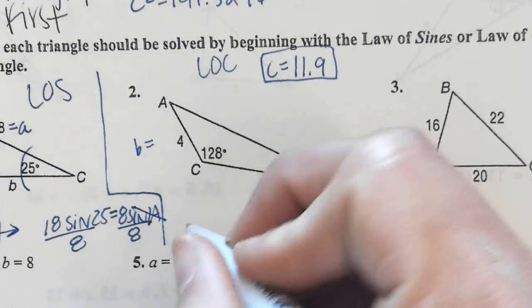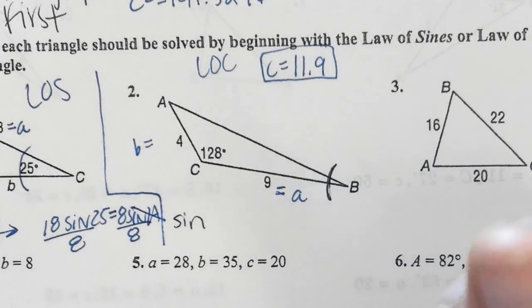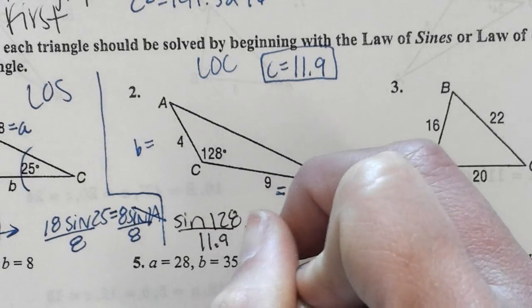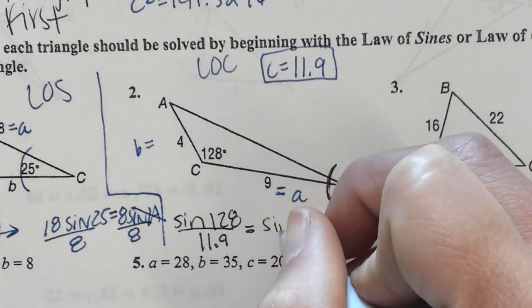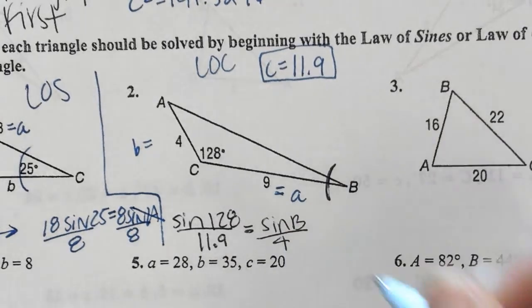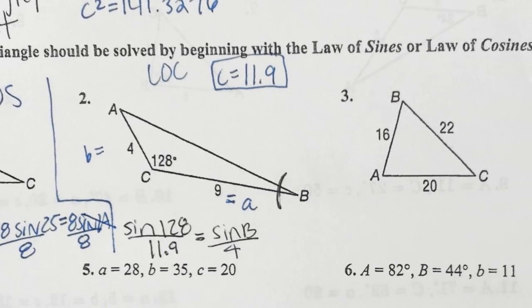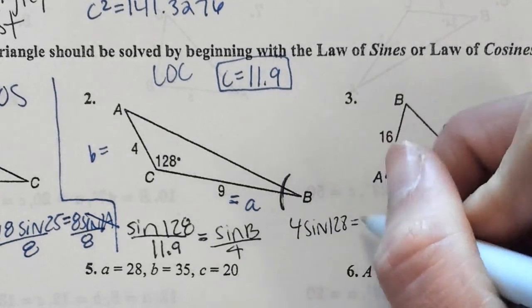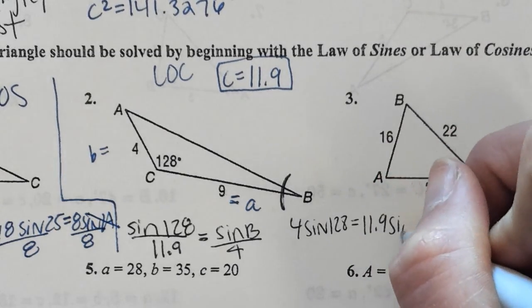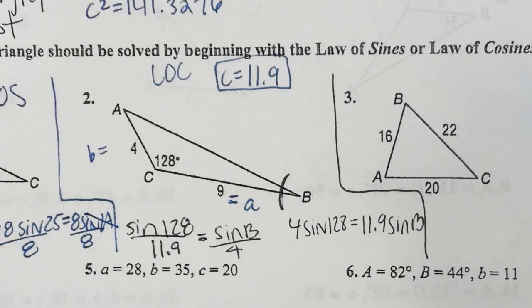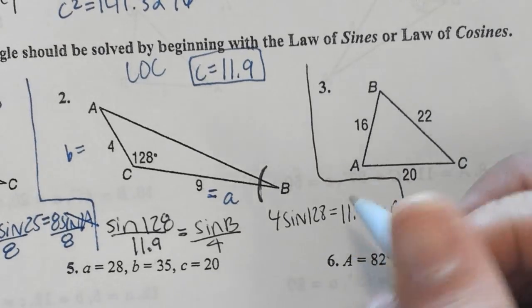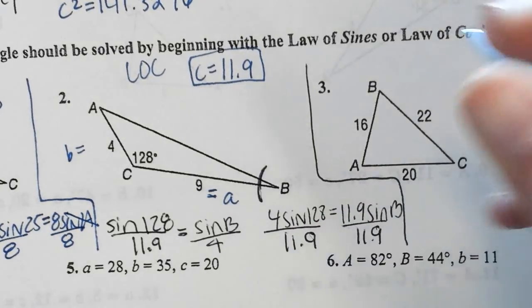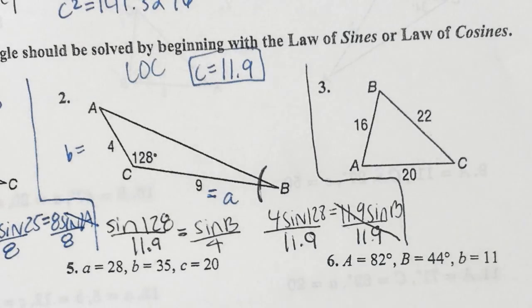Law of sines. So we would set it up as sine 128 over, good, equals sine B over 4. Good. Alright, so cross multiply. We'll get 4 sine 128 equals 11.9 sine B. Then you would divide both sides by what here? Good. You're also going to have to use what since we're solving for an angle? Yes. Go ahead and find that on your own.